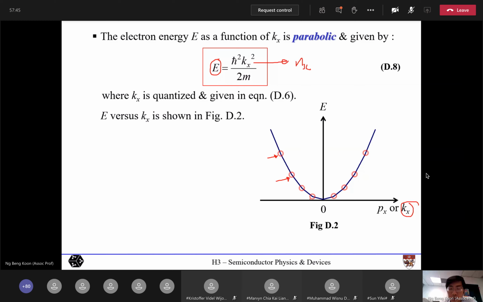Okay, and these points obviously will sit on a parabola. Because similar to the classical case, your energy against the momentum is also parabolic. So this is the solution for an atom, which is not surprising, right? Because previously when we talked about solving the Schrödinger equation for an atom, we saw that the energy of your electron is actually discrete, which is in agreement with this, right?